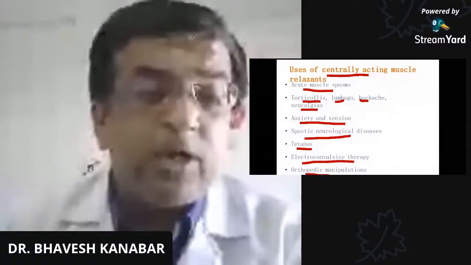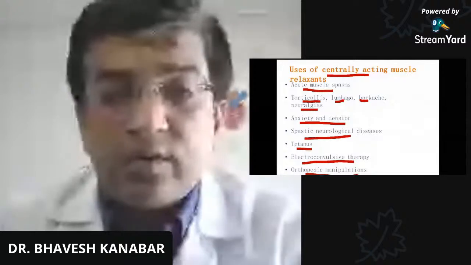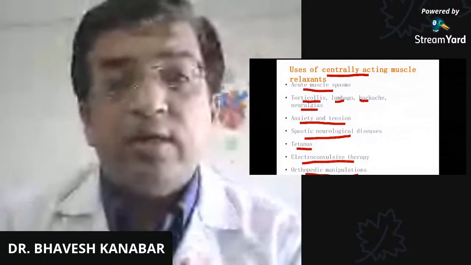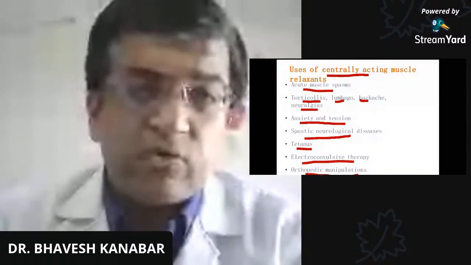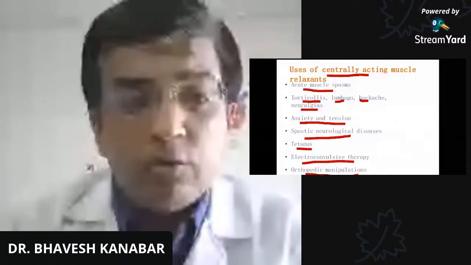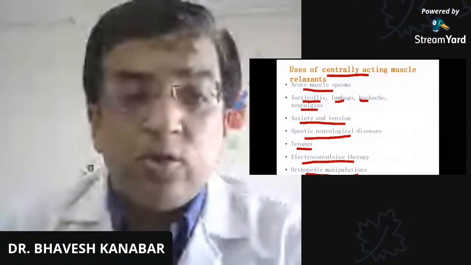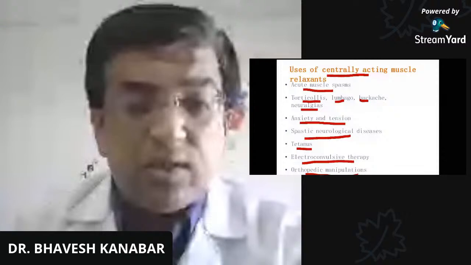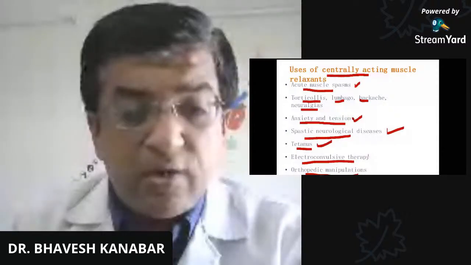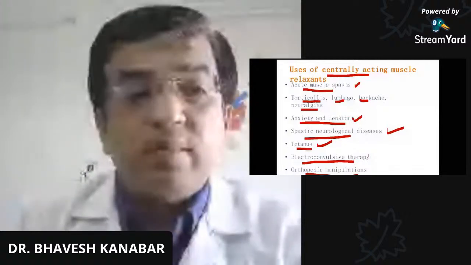And in orthopedic manipulation, suppose we have to repair a dislocation, muscle relaxants can be used. In that condition, centrally acting muscle relaxants are used. So acute spasm, particularly backache and neuralgia, anxiety and tension, spastic neurological conditions, tetanus, ECT, and orthopedic manipulation. These are the uses of centrally acting muscle relaxants.